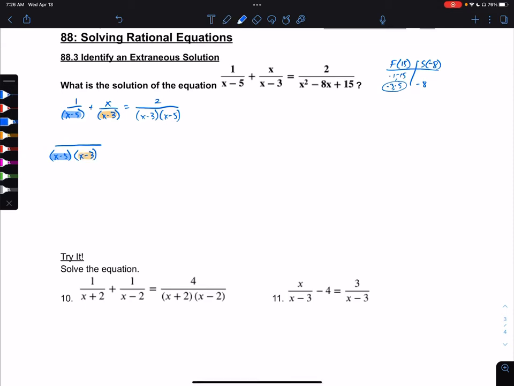And then if I keep going to the third one, I have another x minus 3, which I've already accounted for, and an x minus 5, which I've already accounted for. So my common denominator would be x minus 5 times x minus 3. So I'm just going to write that for each rational expression. Some quick highlighting.